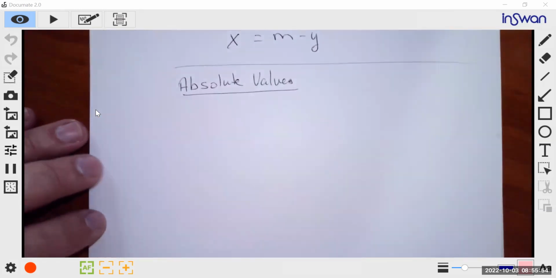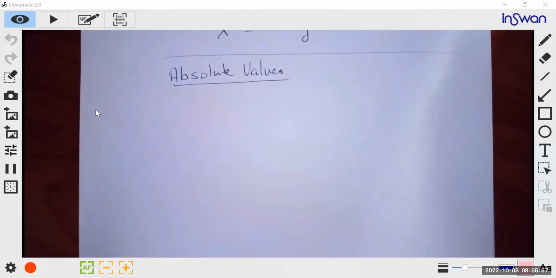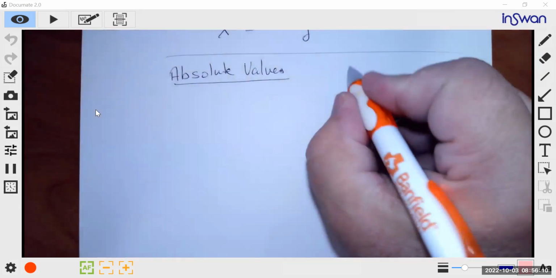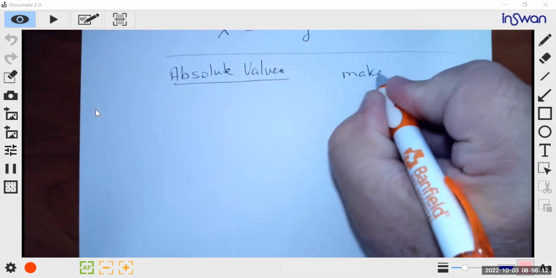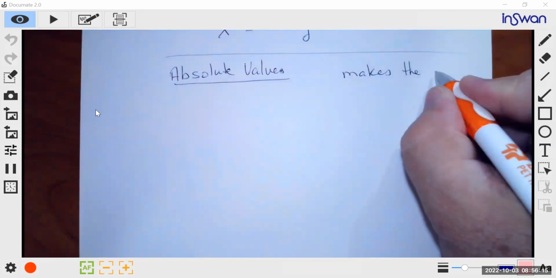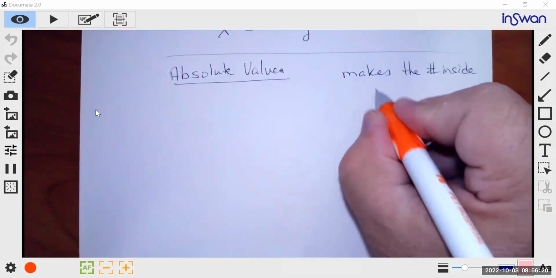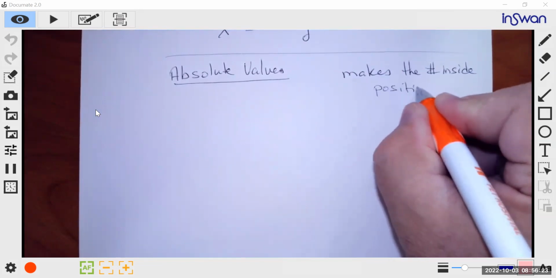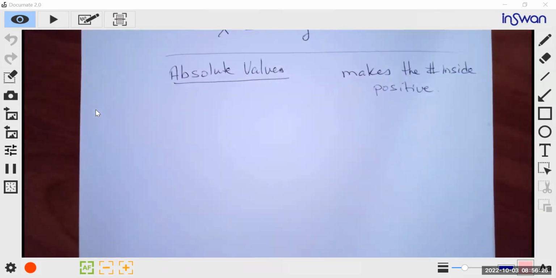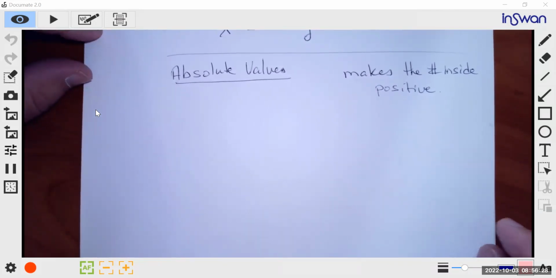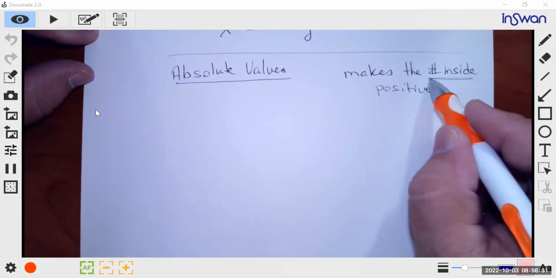I know you've heard it. What is an absolute value? What does it do? Yes. Makes the number inside... and I'm glad you said the number inside.